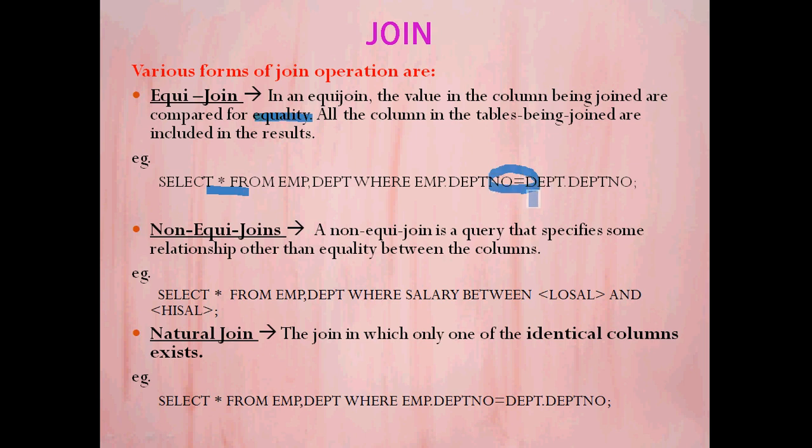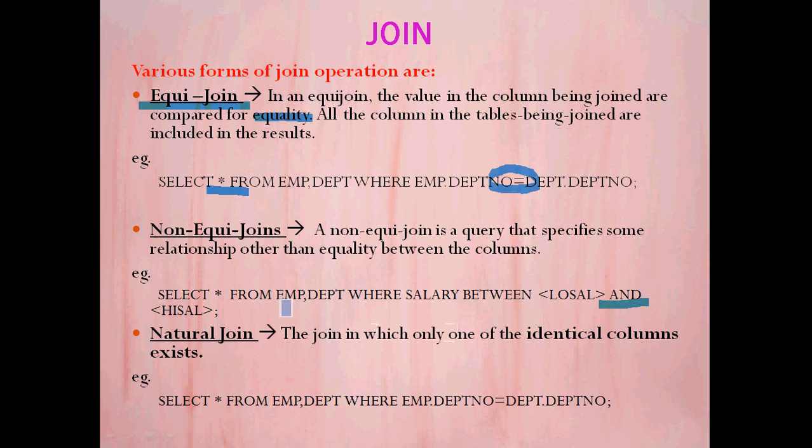This operation is called equi-join, a join operation based on equality. And we have other operations also, non-equi-join, in which the condition will be something else. It contains something other than the equal sign. It can be greater than sign, less than sign, any other logical or relational operators in your query. But the format is almost the same.